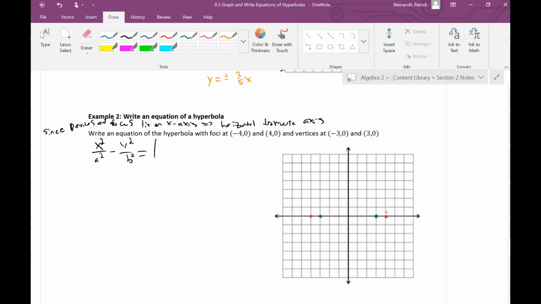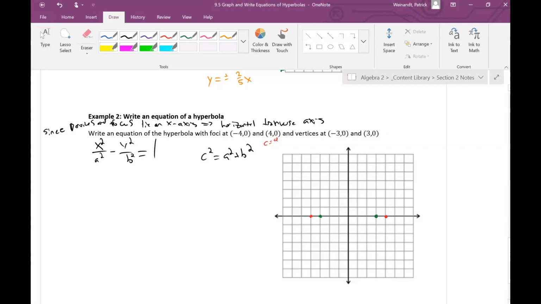Okay, but we need to find our b value. And how can I relate those quantities? You should remember c squared equals a squared plus b squared for a hyperbola. That's how we relate these three quantities. Well, we know c is going to be 4. We know c equals 4 because we have the given foci.